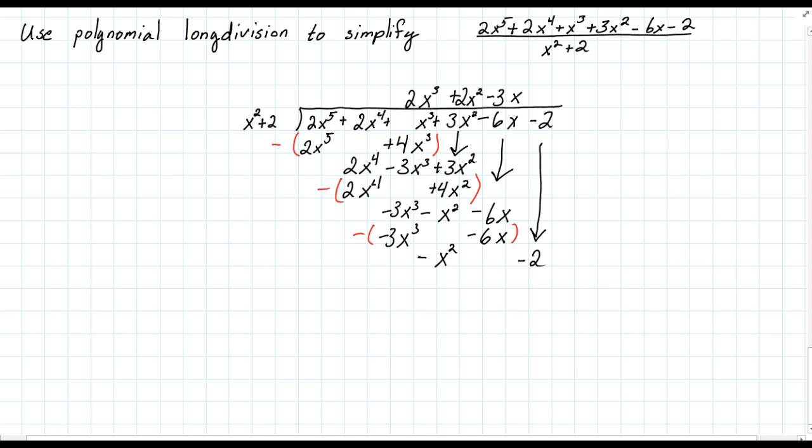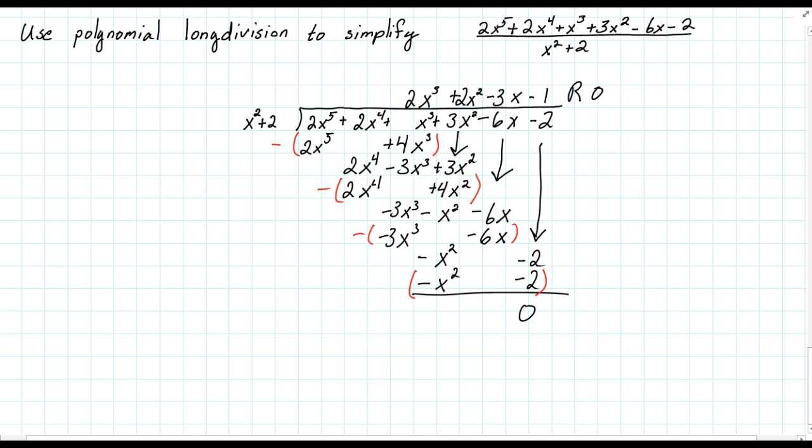Right? And then I just have to multiply by negative 1. And that will give me negative x squared minus 2. So when I subtract these guys, what do I get? I get exactly 0. So my remainder is 0.